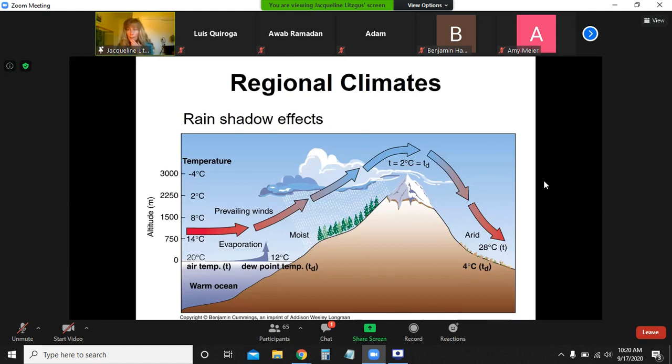Okay, so the first one of those regional things I want to talk about are rain shadow effects in mountainous areas. So you probably learned about this before in geography classes, even maybe in high school. So formation of a rain shadow, what happens here?